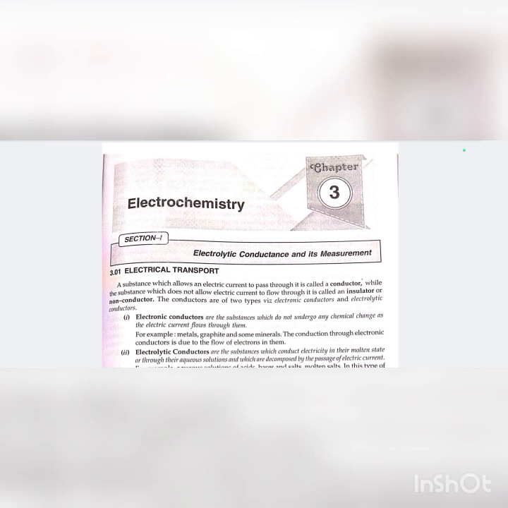In this, the chapter is divided into three sections. First section is electrolytic conductance and its measurement. Now, our first topic is electrical transport. A substance which allows an electric current to pass through it is called a conductor, while the substance which does not allow electric current to pass through it is called an insulator or non-conductor.